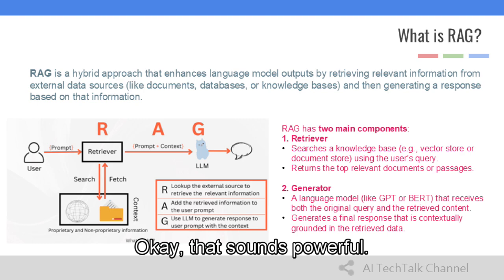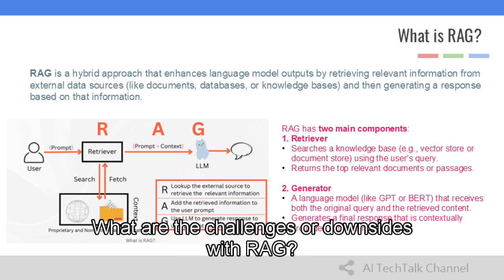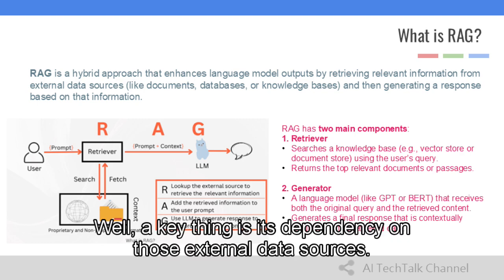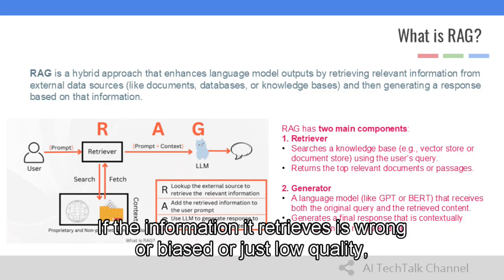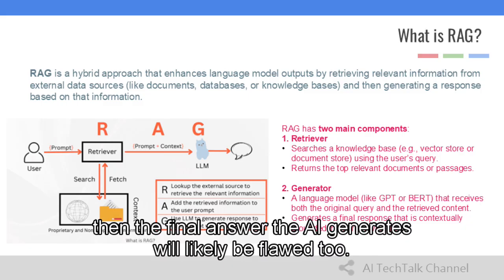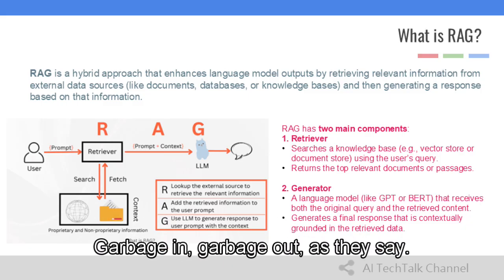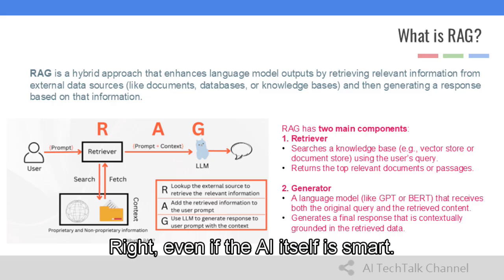Okay, that sounds powerful, but what's the catch? What are the challenges or downsides with RAG? Well, a key thing is its dependency on those external data sources. Makes sense. If the information it retrieves is wrong or biased or just low quality, then the final answer the AI generates will likely be flawed too. Garbage in, garbage out, as they say. Right, even if the AI itself is smart.